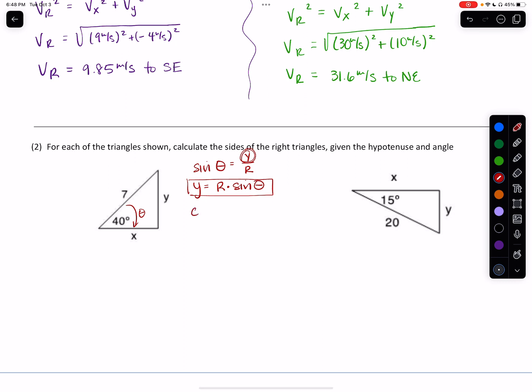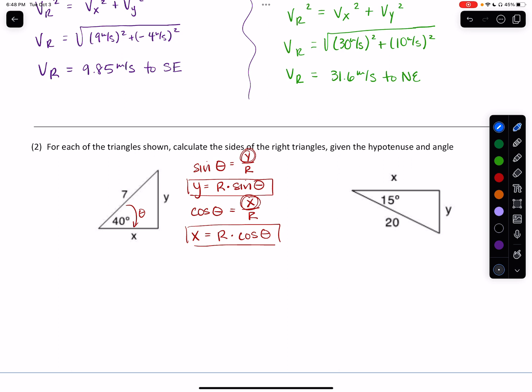All right, we also know that the cosine of theta is going to be equal to our x component over that resultant. And again, if we solve, but this time for x, the x component will be equal to that resultant times the cosine of theta. All right, so remembering these two rearrangements of our sine and cosine formulas makes finding these components all that much easier. All right, so let's start with our first triangle.